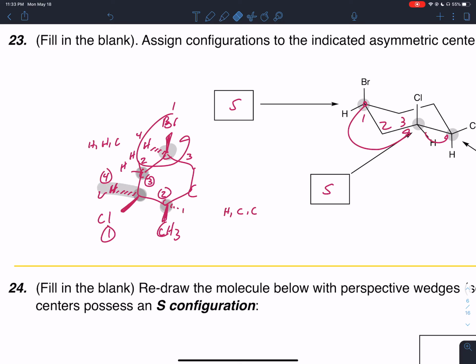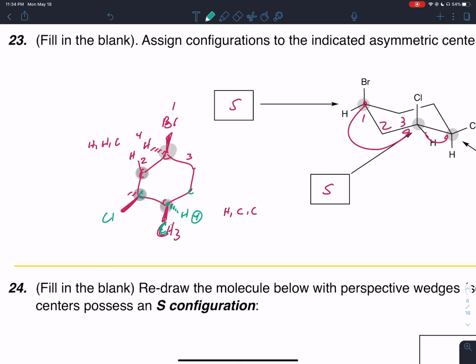And lastly, we have our final asymmetric center, the carbon with the methyl group. Let's clean this up just a little bit before we get there. Okay, do it in a different color. We have the H, our implicit hydrogen on the dashed wedge. Got to put back our chlorine. We have at the asymmetric center carbon, carbon, carbon, hydrogen.